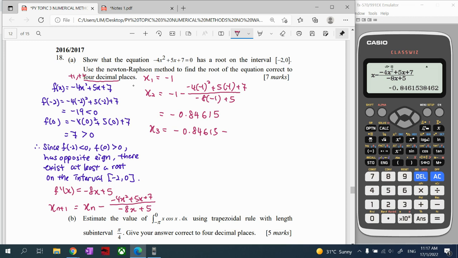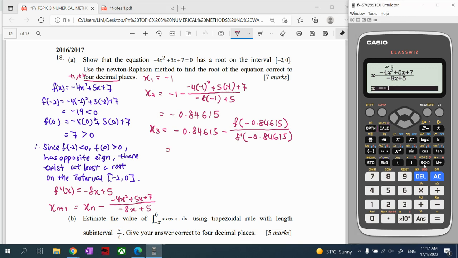So this time we can write it in a short way, just represent f(x) over f'(x). But if you write in full also, what is the value is also accepted. So calculate negative 0.84615.